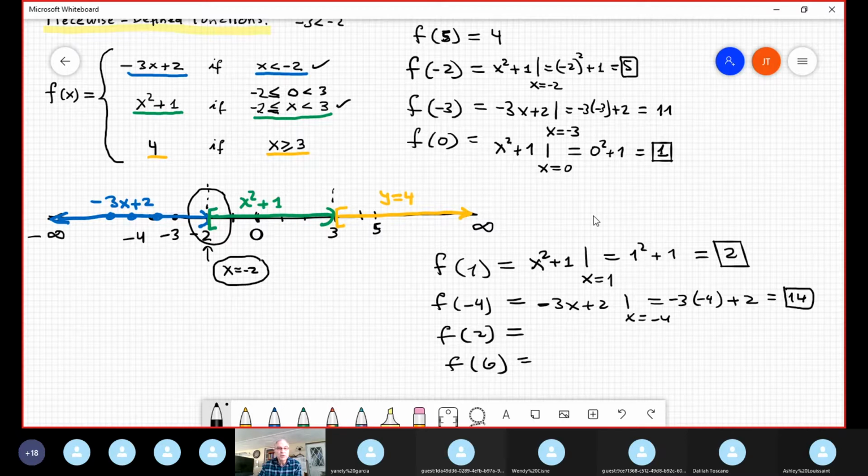For 2, it is obviously green, right? 2 is here, it is green. Green is x squared plus 1, such that x is equal to +2. This is 5. This is similar to -2. And 6 is here, yellow. And 6 is just a constant, end of story. Any question? Super clear?